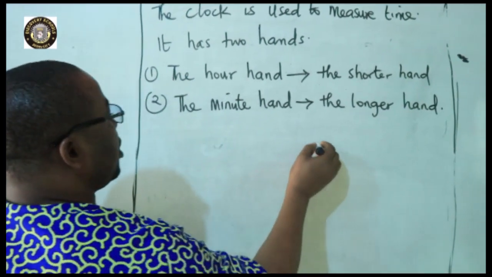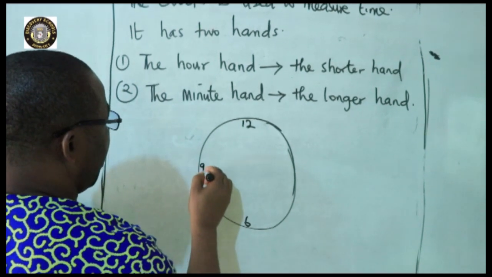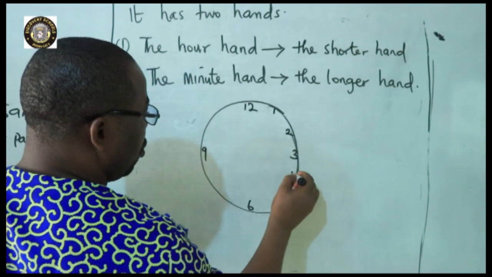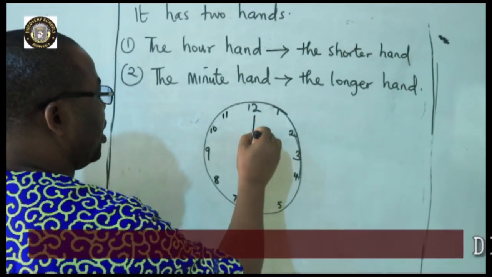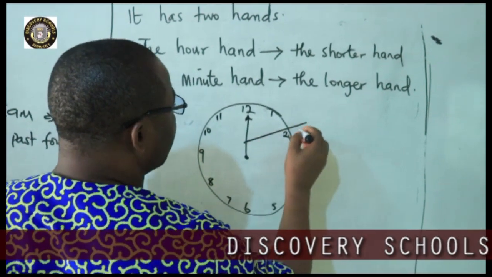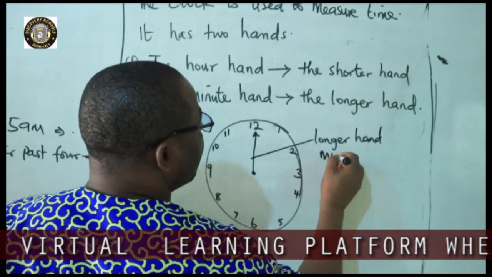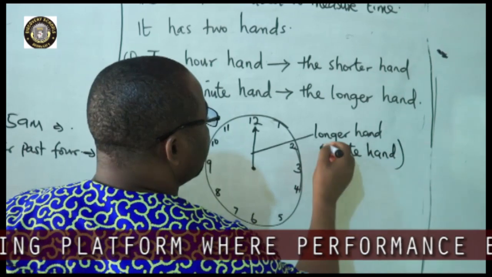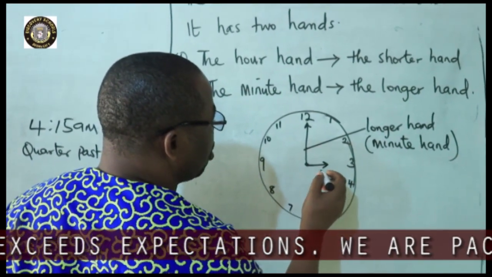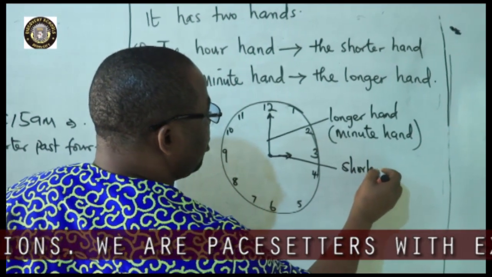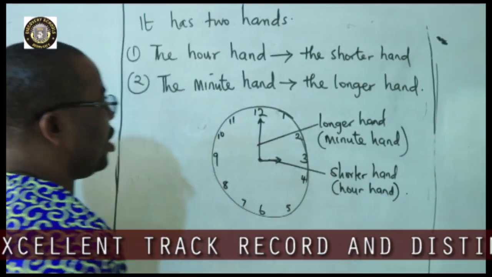So let's draw a clock on the board. And you have 12, you have 6, you have 9, you have 3, you have 1, 2, 4, 5, 7, 8, 10, 11. So this hand is called the longer hand, which is also called the minute hand. Anytime you see the longer hand, it's used to determine the minute. While the shorter hand is called the hour hand. It's used to determine the hour.